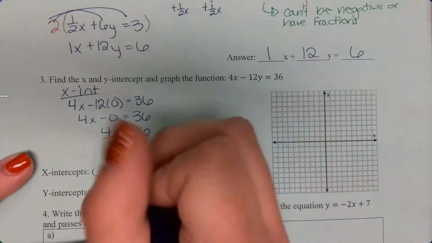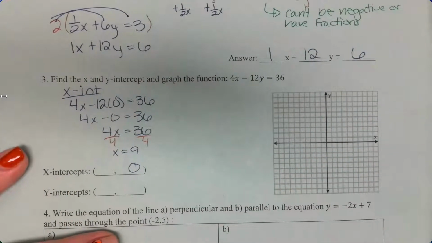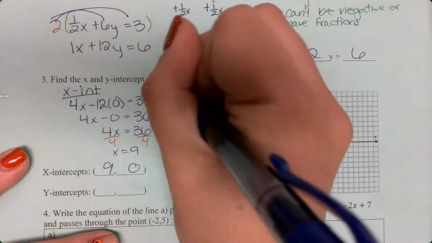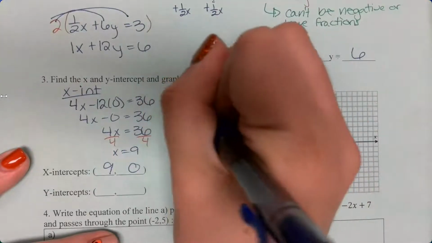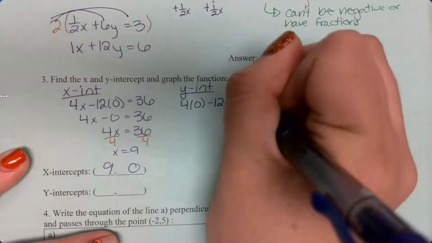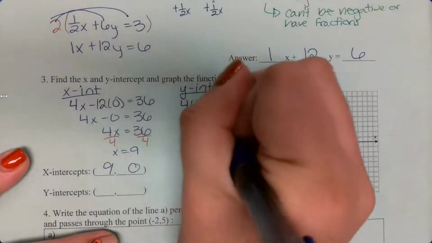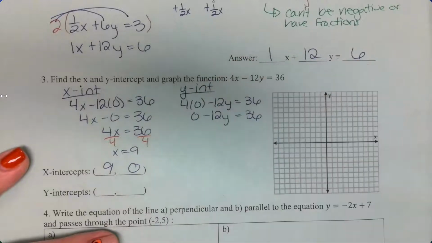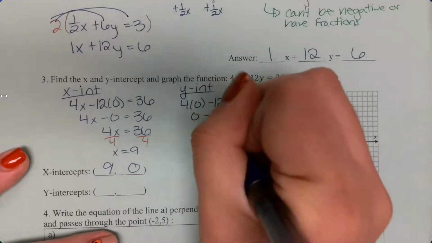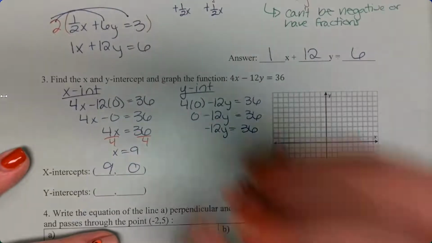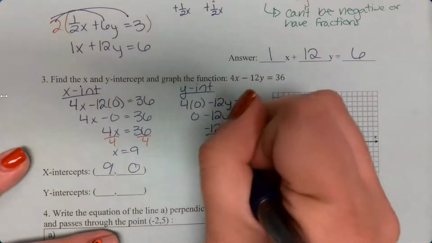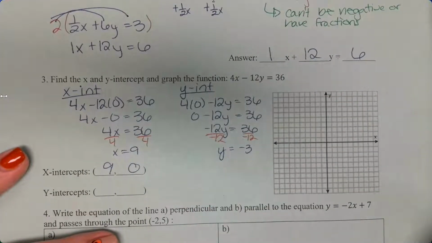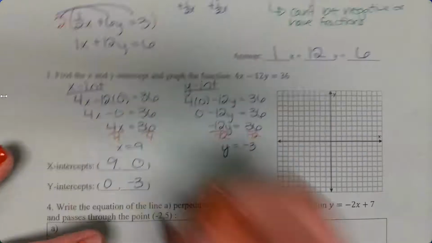So, because I plugged in 0 for y, 0 is going to be my y part of the coordinate, and my 9 is what I got for x. And I want to go ahead and do the same thing for my y-intercept. I'm going to plug in 0 for my x. 4 times 0 is 0, minus 12y equals 36. Then I have negative 12y equals 36. I want to go ahead and divide both sides by negative 12. I end up with y equals -3. So I plugged in 0, I got out -3.